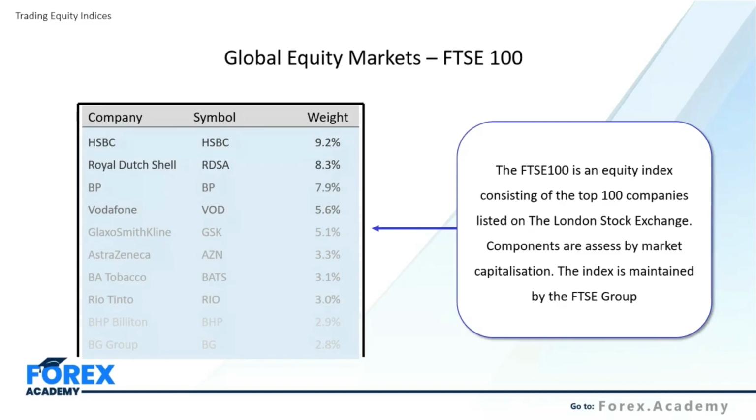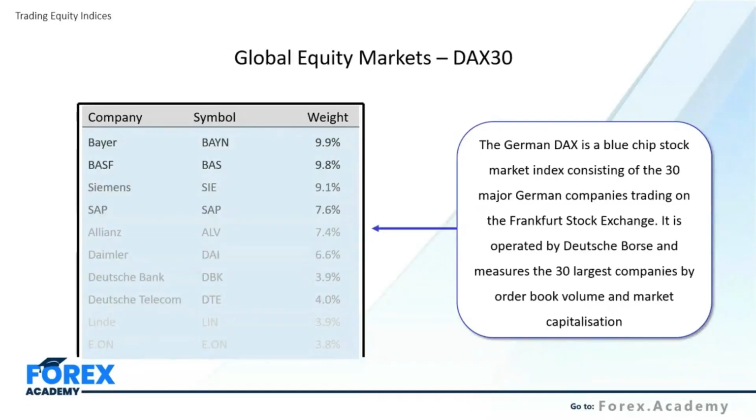And obviously, if there's a big swing or if there's something like a financial crisis, some of these equity markets are going to be more affected than others, considering they are heavily weighted by one particular sector. The final global equity market I chose just to analyze in some detail here is the DAX 30.